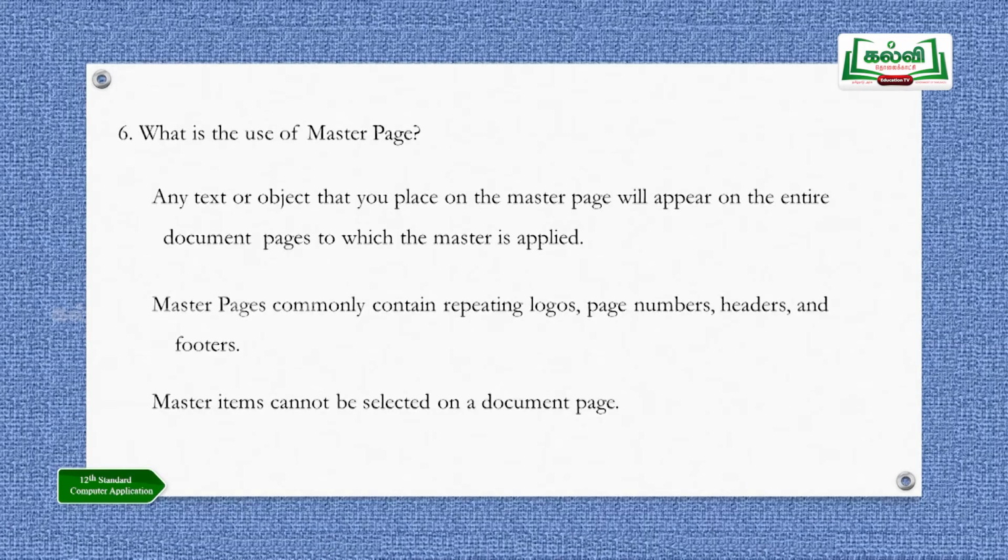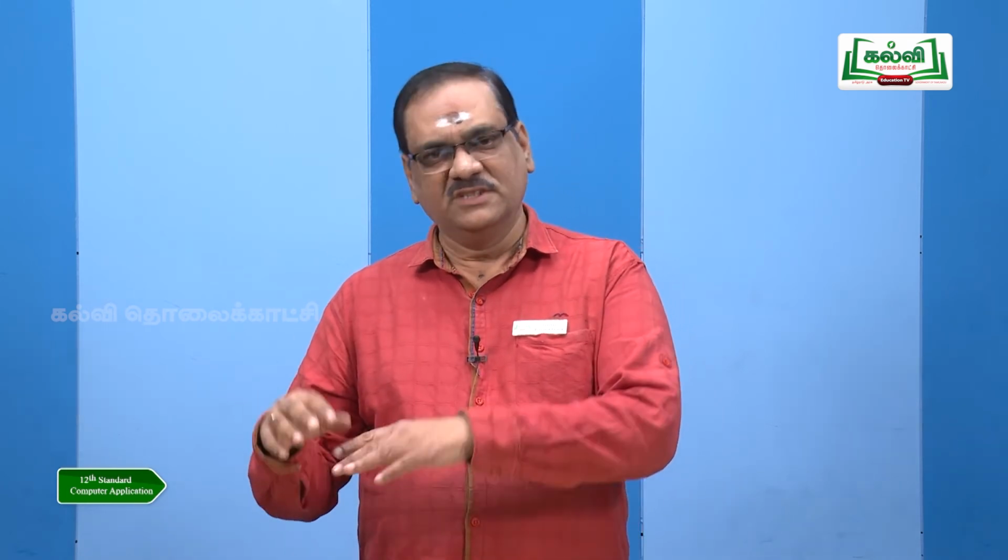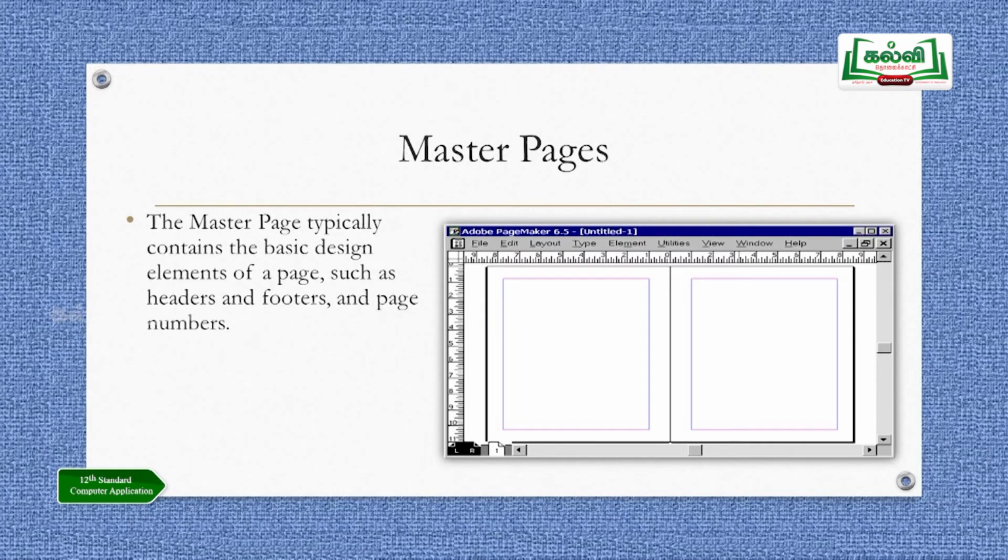Master pages commonly contain repeating logos, page numbers, headers and footers. And master items cannot be selected on a document page. That is very important. I have decided a master page and given certain things in the master page that are followed in all the other pages. After going to the other pages, I cannot alter the master page items. If you want to alter the master page items, again you should go to the master page and alter it. You cannot alter the master page items from your document page. Okay. This is the image I am showing you for the master page.